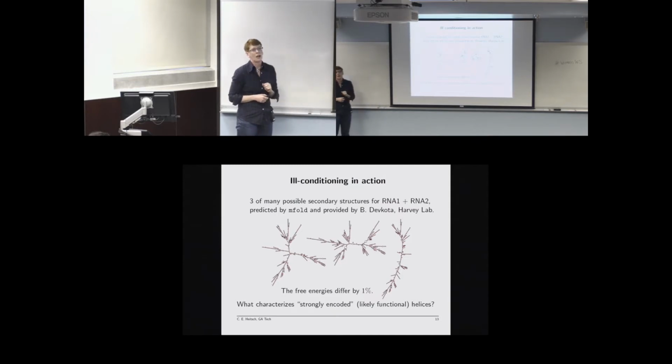Given this, one can ask questions like, okay, it's really hard to predict the secondary structure, but I might settle for just telling me a collection of likely helices. So what characterizes strongly encoded, likely functional helices, and therefore helices existing in the native structure?